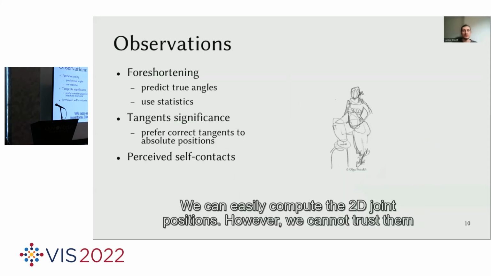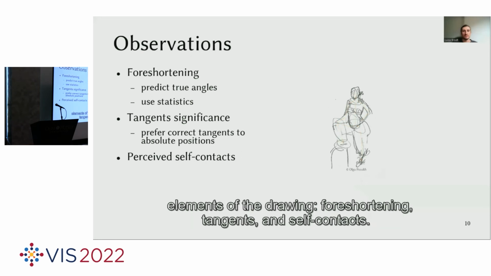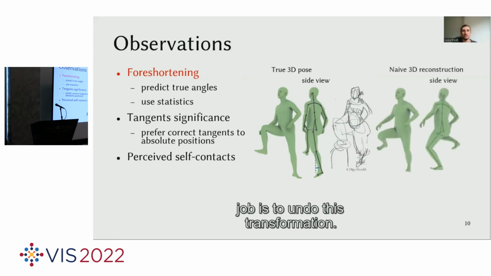We can easily compute the 2D joint positions. However, we cannot trust them because of distortions. We focus our analysis on three key elements of the drawing: foreshortening, tangents, and self-contacts. Artists often exaggerate foreshortening, so they draw body parts shorter than they should be. Our job is to undo this transformation.